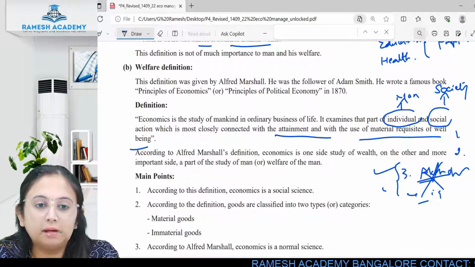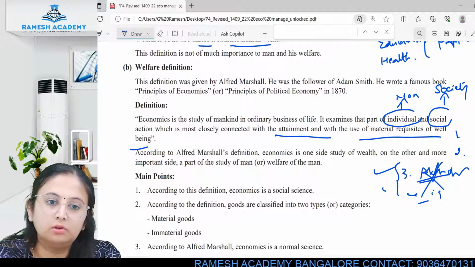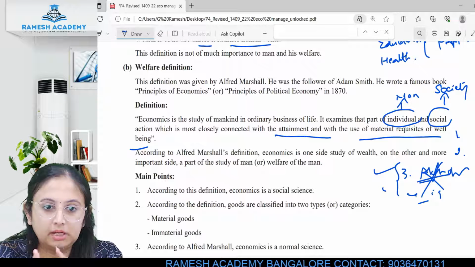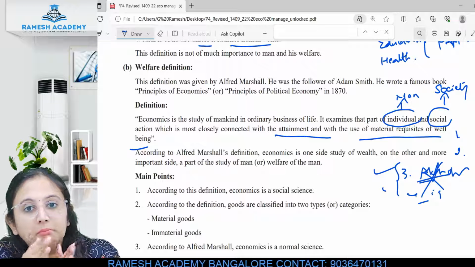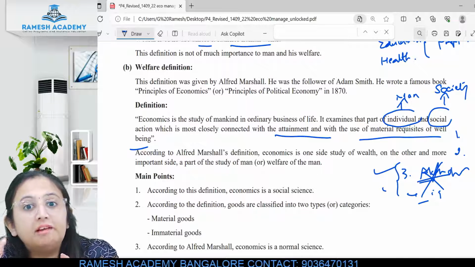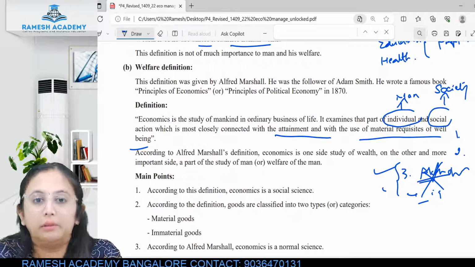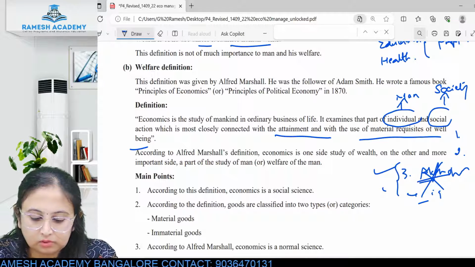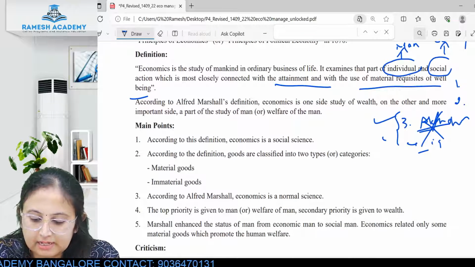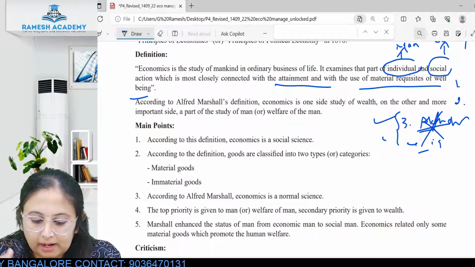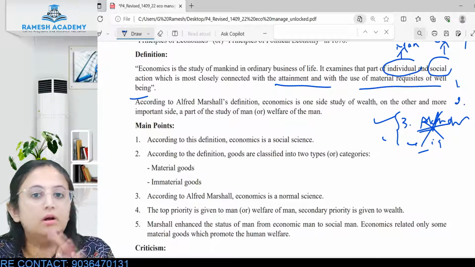Economics is not only money. Economics is something else. You are earning money also, you are using material resources, you are using money. But how you are using money or how you are earning money is by keeping in mind the welfare of the people. Whatever is good for the public, that you are doing. That is economics. So according to Marshall's definition, economics is, on one side, a study of wealth, and on the other and more important side, the study of man or his welfare. That is what I told.